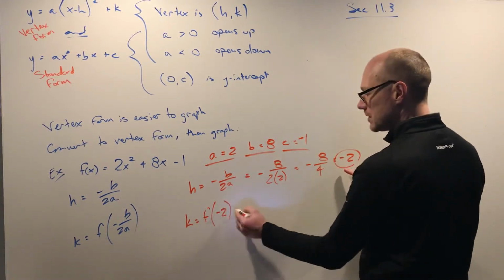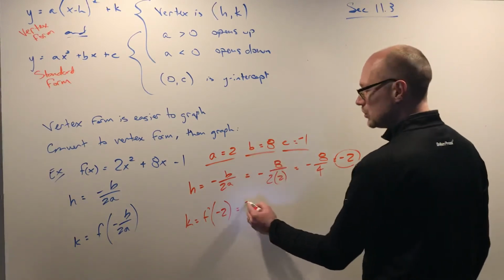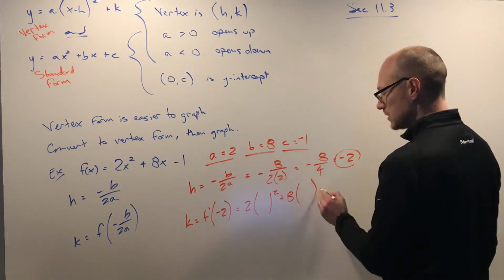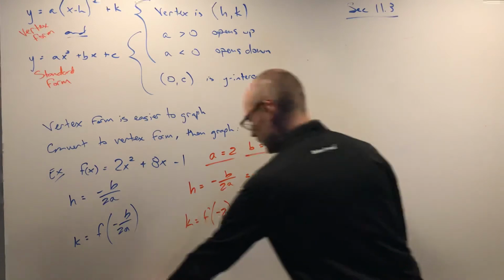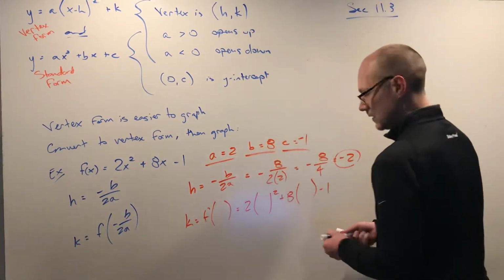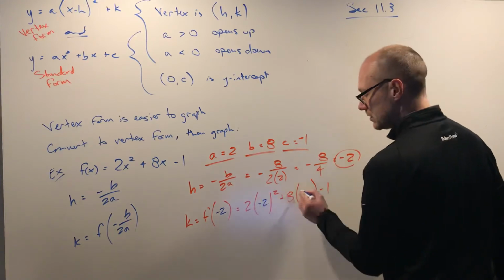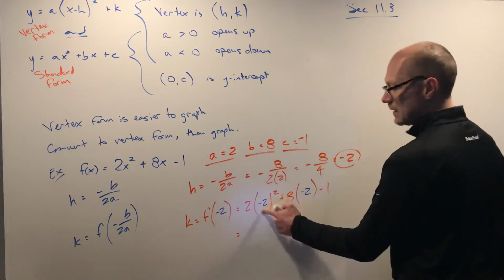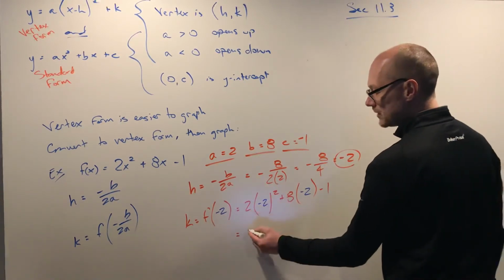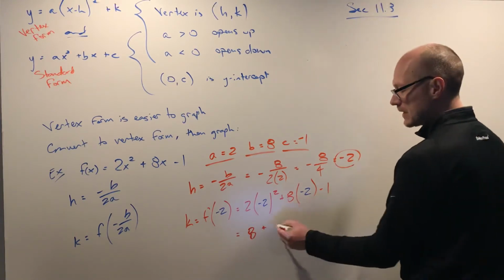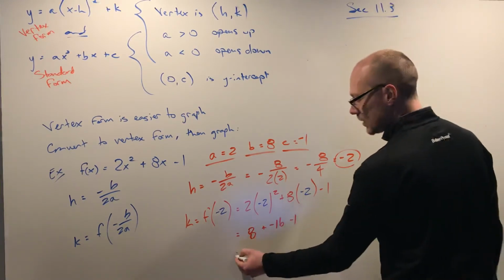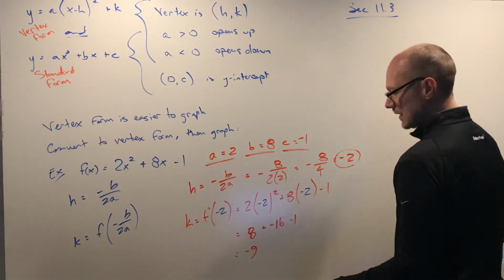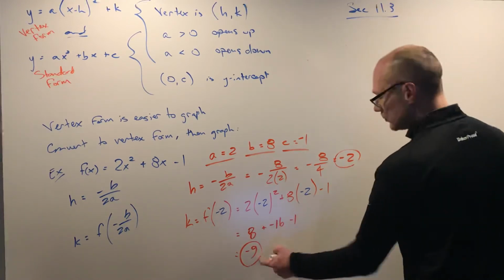K is what I get when I put -2 back into the original function. If my original function is 2x squared plus 8x minus 1, I'll just put -2 in there and evaluate and see what I get. -2 squared is 4. 2 times 4 is 8. 8 times -2 is -16 minus 1. 8 plus a -16 is -8. Minus 1 is -9. So it looks like my vertex is -2, -9.